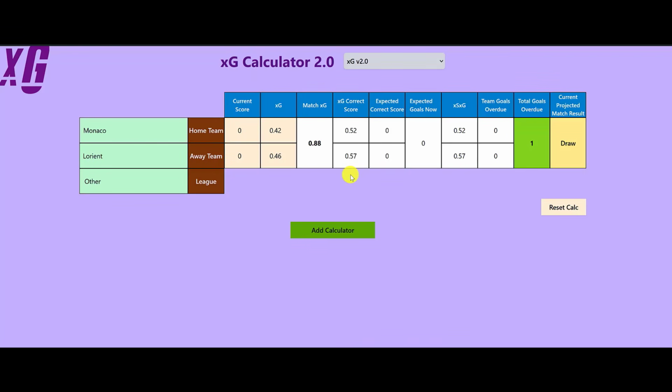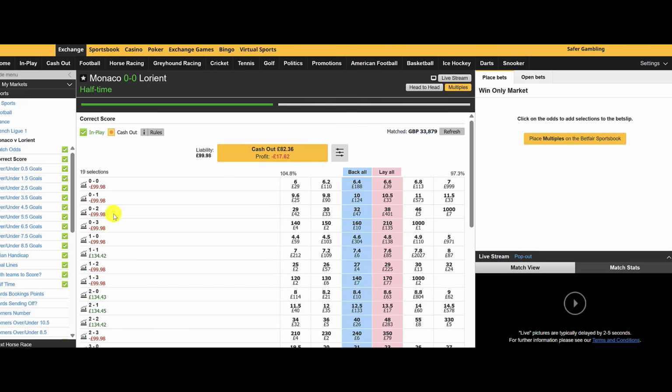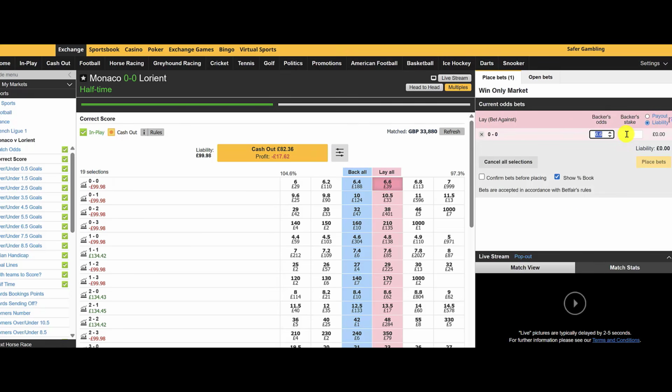Okay, so with Monaco being such a strong favourite in this one, you would assume that we should be expecting a goal to Monaco, but it looks like Lorient are putting up a bit of a fight. So with all this taken into account, I do believe we have to be quite aggressive to go against this 0-0. We don't have any green on a 1-0 or a 0-1, so I think we've got to start to be aggressive on this one.